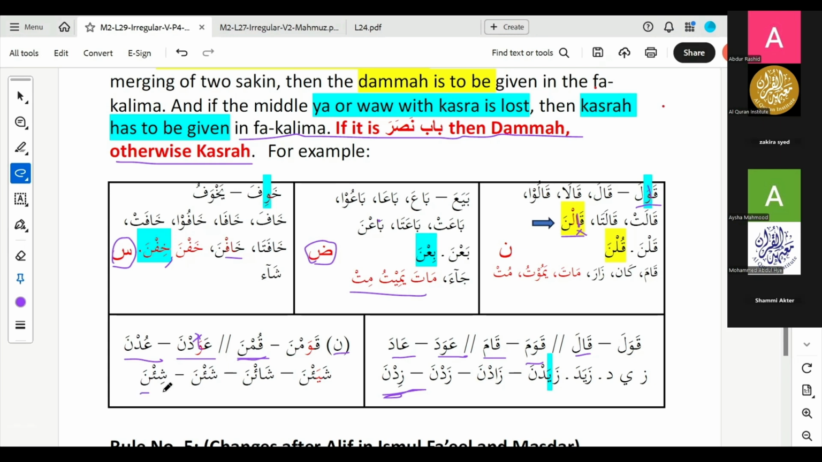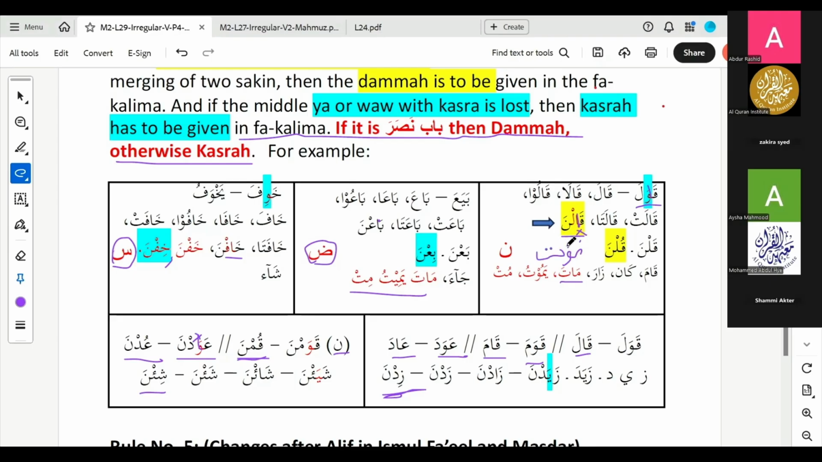Shayna becomes shi'na. So now here we have one verb with the illat. From bab nasra, ma'ata, the root letters are mim, waw, tha. Actually it is mawata.